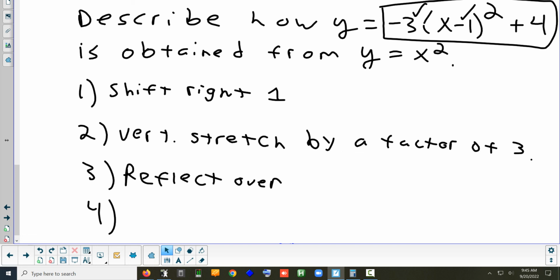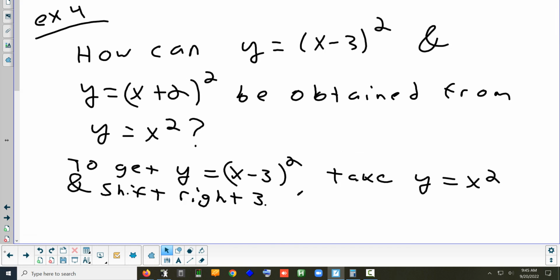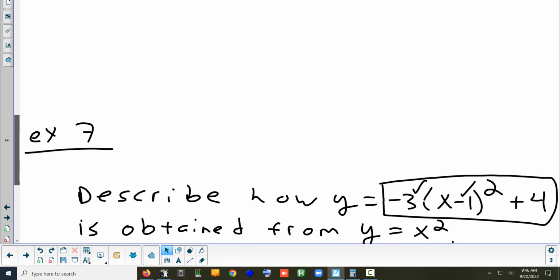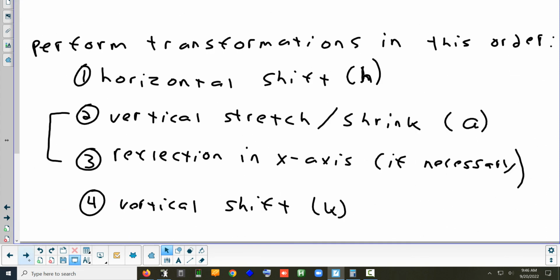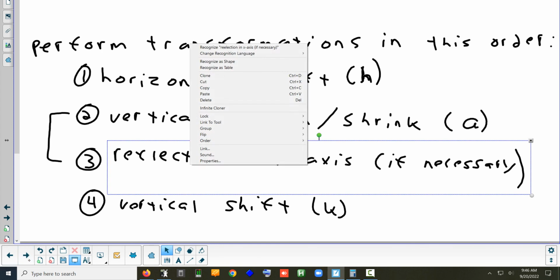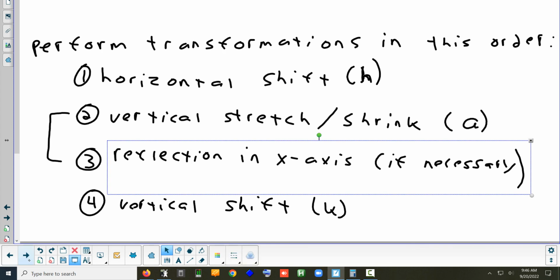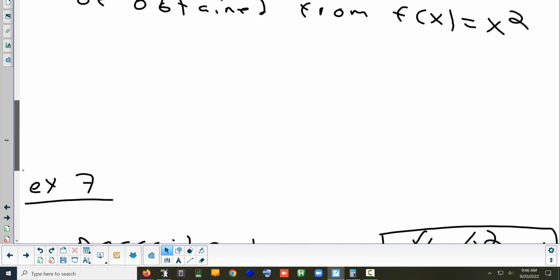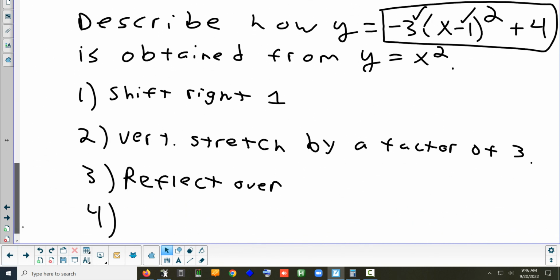Wait, you said y, right? Yeah, it's the x. I'm sorry. Yeah, it's a reflection over the x-axis. When the number is out in front, it causes a reflection over the x-axis. When it's inside the parentheses, it's over the y. So we can't see it. We saw the y doesn't do anything, so we're not talking about that.